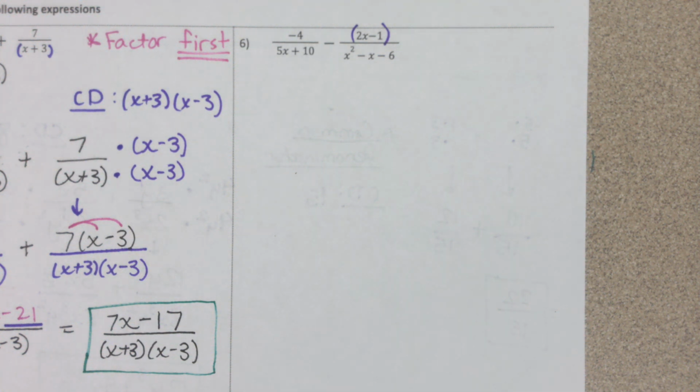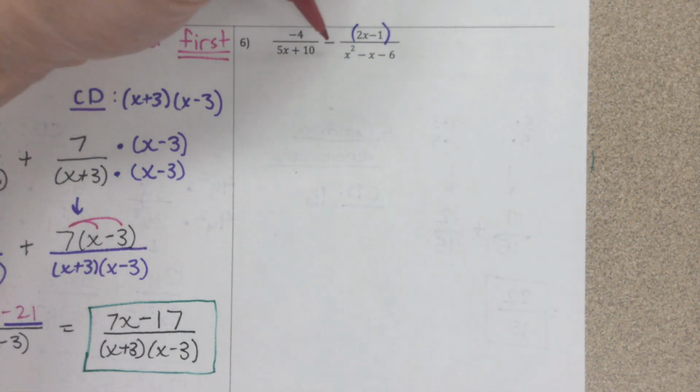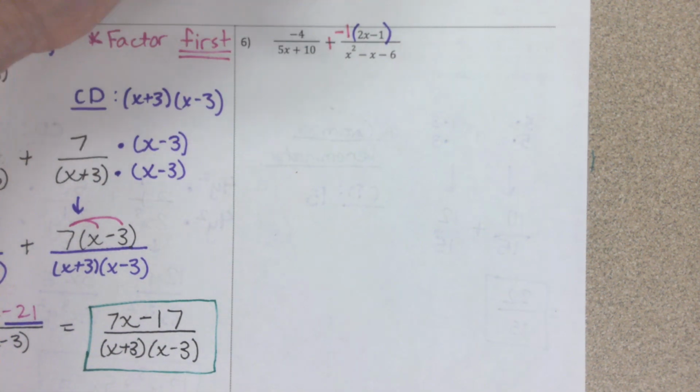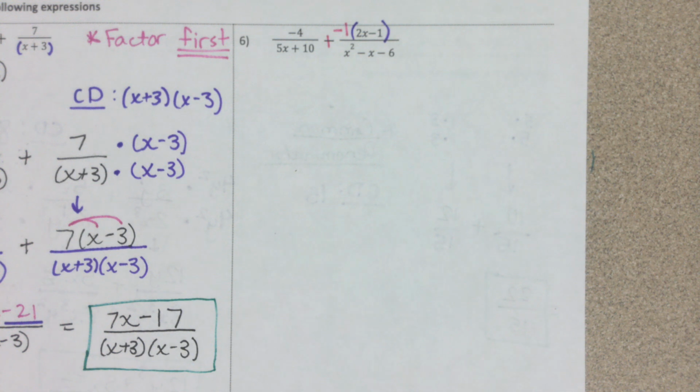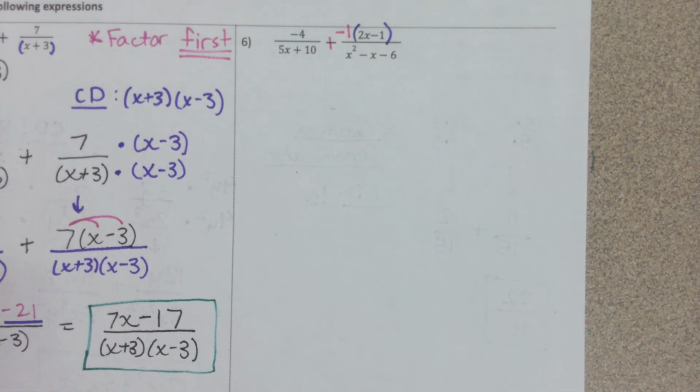Reminder, when you see a minus, fix it. We're going to change it into a plus and then put a negative 1 on the top of the next fraction to fix that. Now it's no longer a minus. Next, we're going to factor.